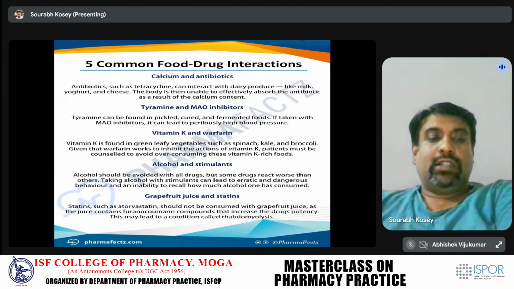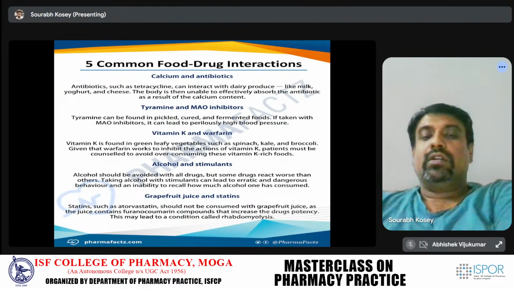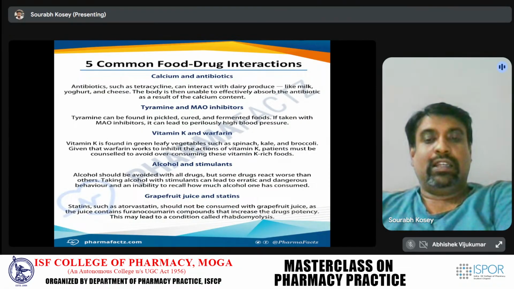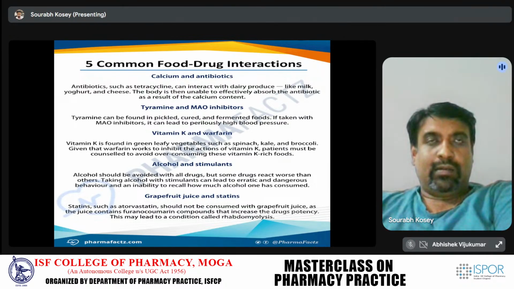Alcohol and stimulants: alcohol should be avoided with stimulant drugs because some drugs react worse than others. Taking alcohol with stimulants can lead to erratic and dangerous behavior. And medicated alcohol like ethanol and methyl alcohol is mixed in the molecules in a very low quantity, scientifically as per the GMP.